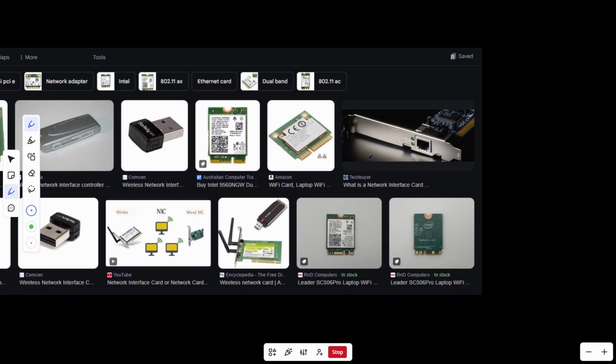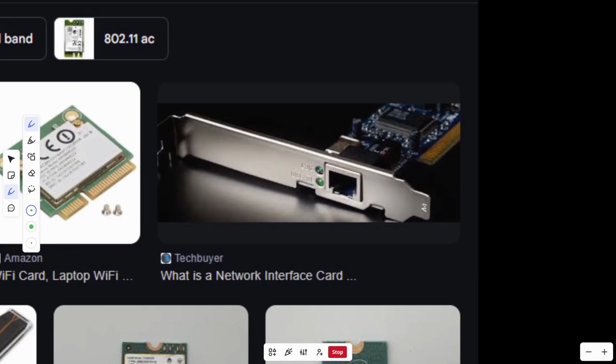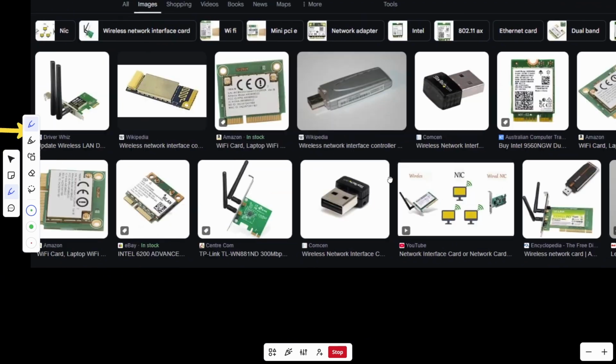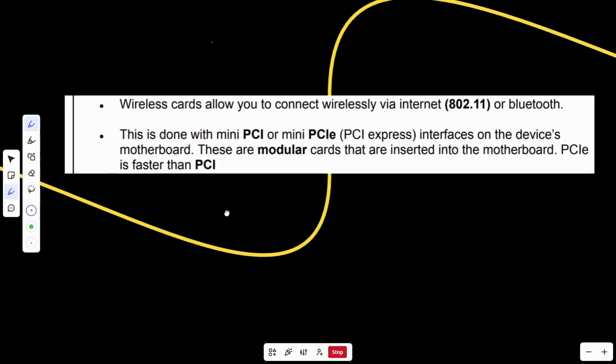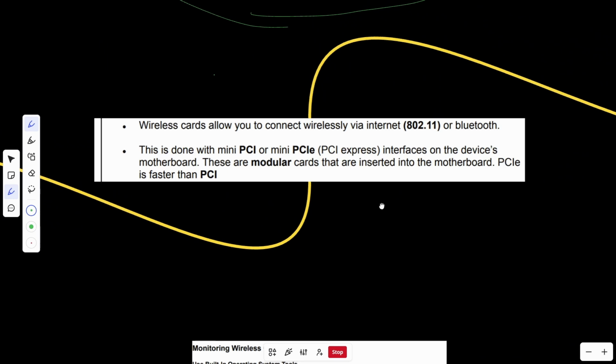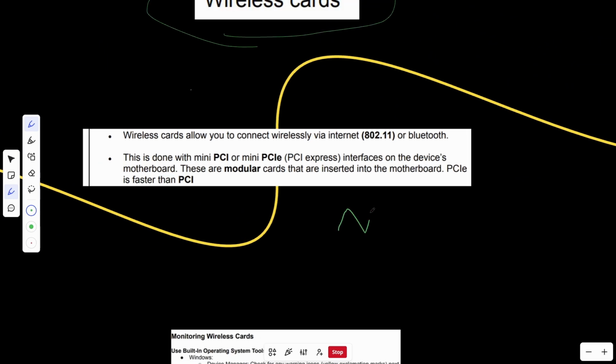Where's a good example? This one's for Ethernet, right? It's an Ethernet card, but it's a card that goes in your motherboard and it allows you to connect to the network, either wired or wirelessly. There are both wired and wireless network interface cards. They're called NICs, that's N-I-C. If you see a NIC, that's not someone whose name is Nick. That's a network interface card.